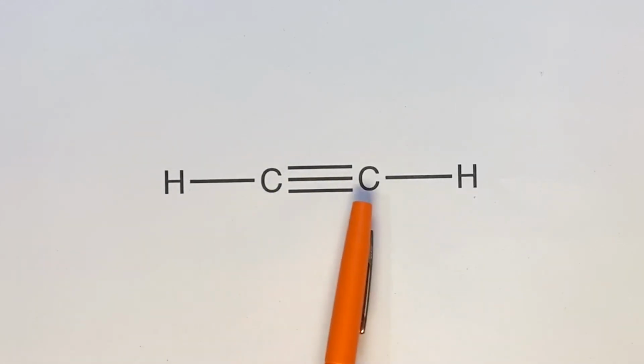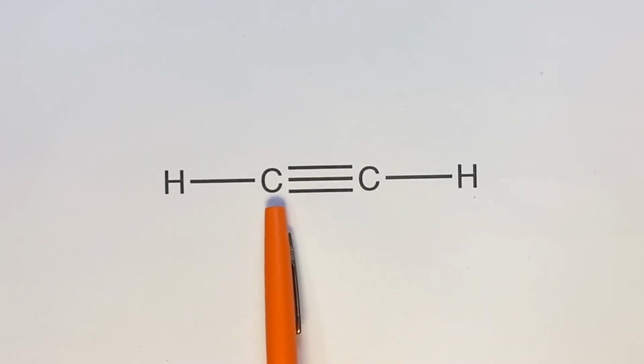So if I look at these carbons, this triple bond is made up of one sigma bond and two pi bonds. Remember that the sigma bonds are made with our hybridized orbitals, and the pi bonds are then made with our unhybridized and parallel p orbitals.